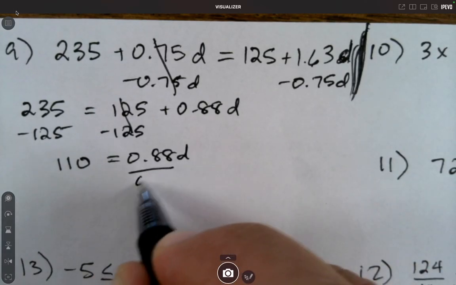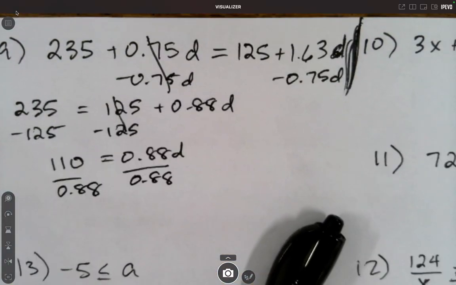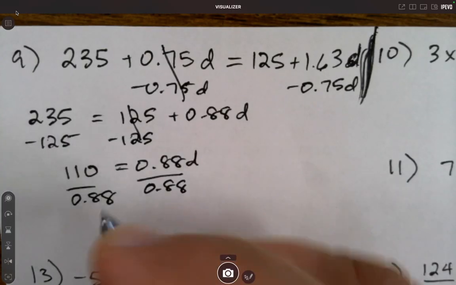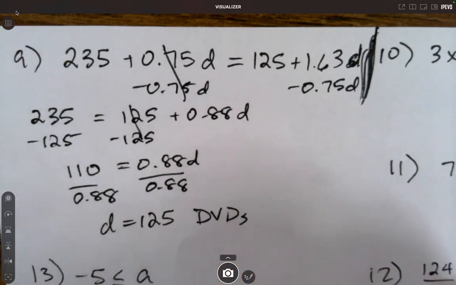Then we divide both sides by 0.88. And I see the answer in the book. I'm just curious if it comes out to be a whole number or if you have to round. So let me check on that. 110 divided by 0.88. Okay, it does come out an even number. So it's exactly 125. So D equals 125 DVDs.